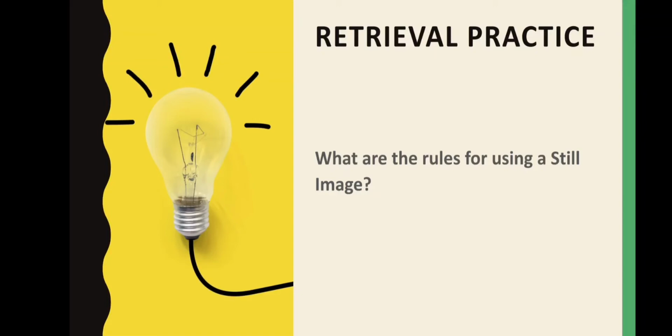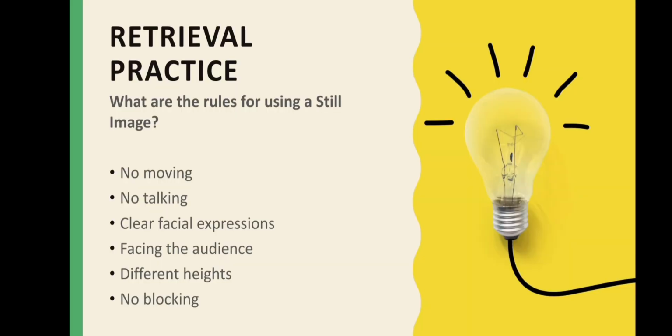For retrieval practice, in your books, write down what the rules are for a still image. Pause the video here for students to answer this in their books. And here are the answers. Make sure you have each of these in your books. No moving, no talking, clear facial expressions, facing the audience and different heights, as well as no blocking. Pause the video here to check answers.